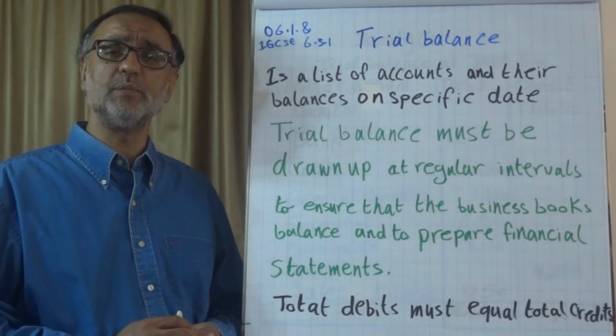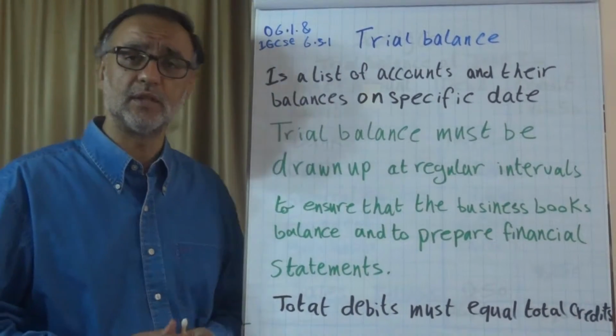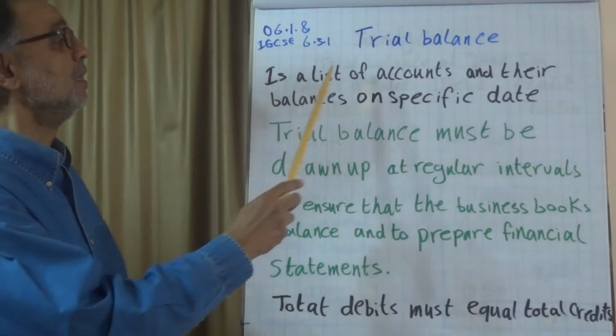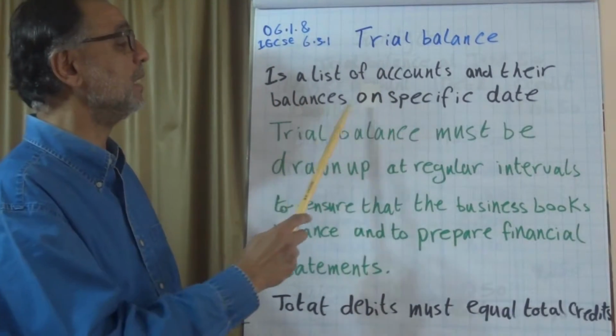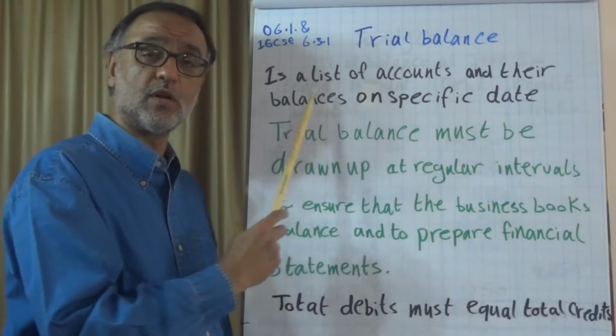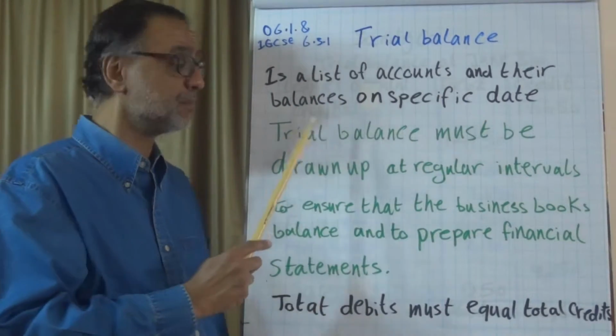You have finished with the books of prime entry, you have finished with the ledger. The following step would be developing the trial balance. A trial balance is a list of accounts and their balances on a specific date. These are the accounts from the general ledger.